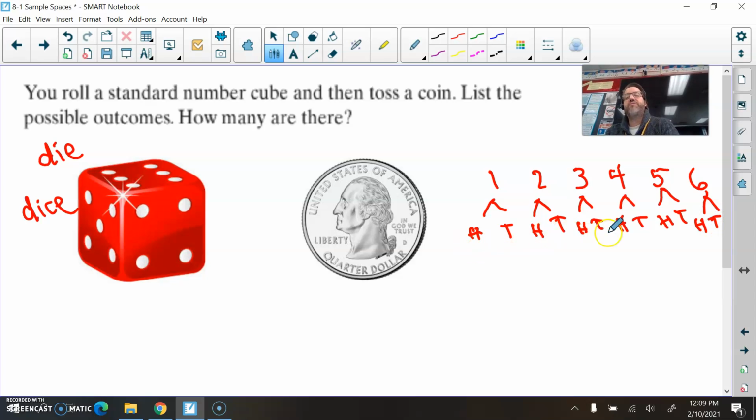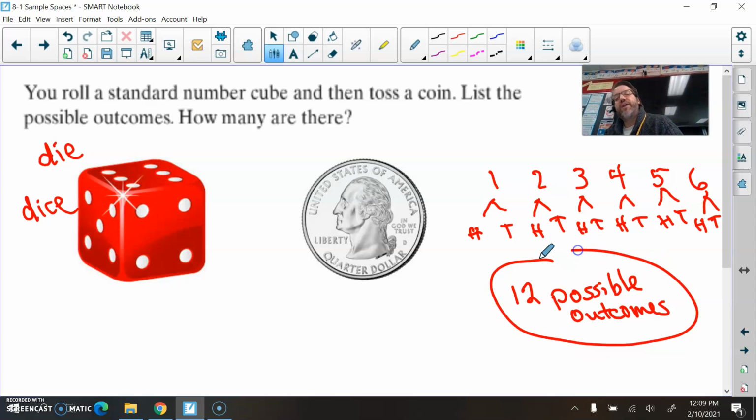If you count all of these letters across the bottom row, that's going to give you the total number of possible outcomes. 1, 2, 3, 4, 5, 6, 7, 8, 9, 10, 11, 12. There are 12 possible outcomes here. All right, and I could list all 12 of those possible outcomes.